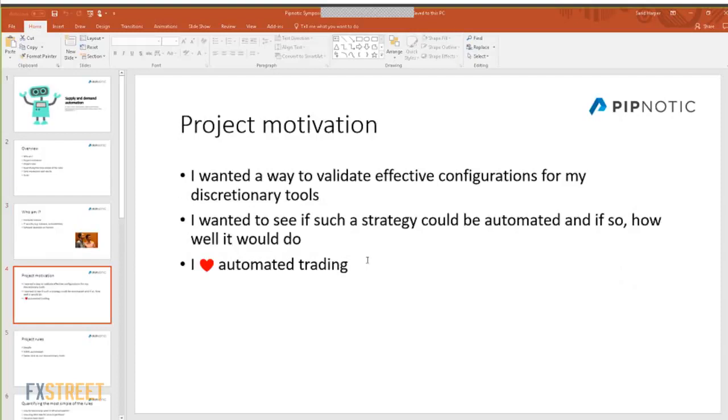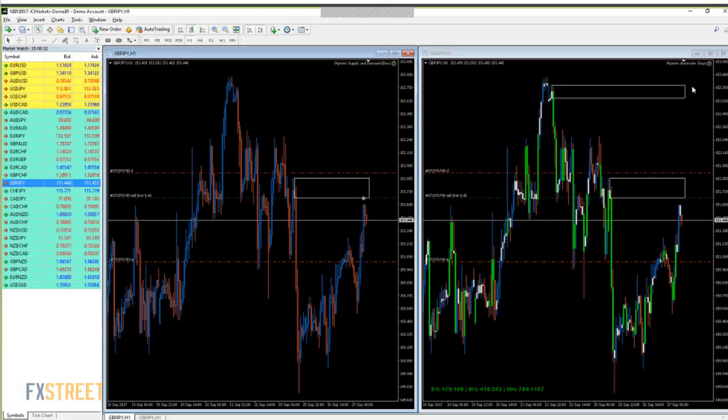Okay, let's have a look at the project motivation. My motivation to write this utility, or this automated trading robot, is I wanted to validate effective configurations for my discretionary tools. So if we have a quick look here, you can see that on the right side I have these discretionary tools that are running. On the left side, I have the robot. And so I wanted to try and validate some of the parameters in my discretionary tools.